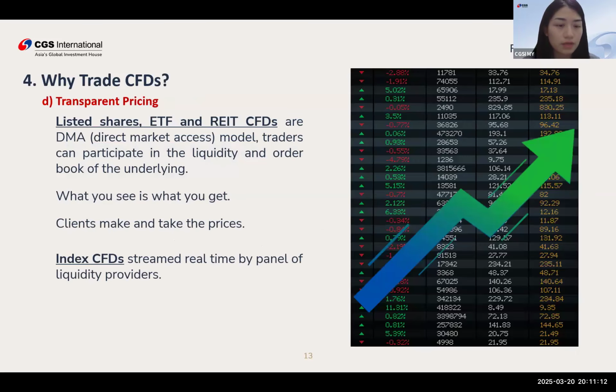Okay. Now, the fourth reason to trade CFD is the transparent pricing. As mentioned earlier, because of the DMA, direct market access model, you get to enjoy transparent pricing in CGS International listed share, ETF, and REIT CFD. So you can participate in the liquidity and order book of the market. And what you see is what you get. So clients can make and tag the price. Well, for our index CFD, it is streamed in real time by a panel of liquidity providers.